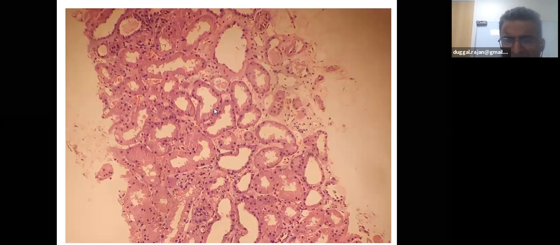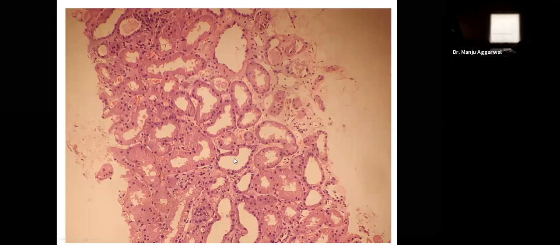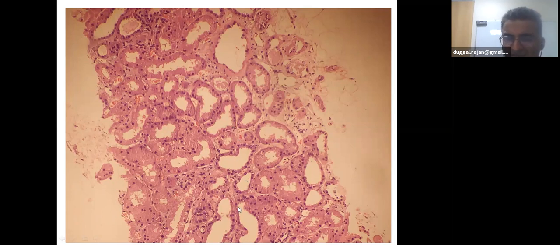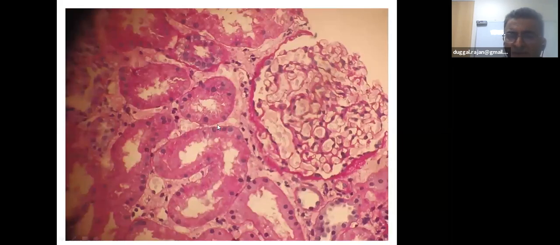So what we can see here is, there are some tubules which are showing some separation. That means there is some edema, and these tubules are dilated also. Look at this tubule. There are some tubules which show some cystic kind of dilatation, and that can happen when there is an acute tubular injury.